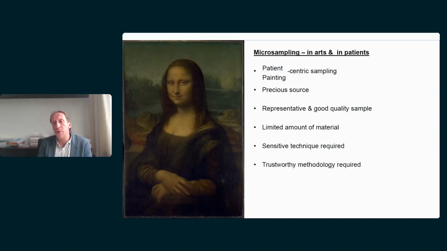And obviously, we also need a trustworthy methodology. I already referred to the fact that we need good quality samples, but equally important is the availability of a trustworthy methodology. Only when using the right sample and the right trustworthy technique, we can get to trustworthy results. This holds true for the Mona Lisa, but this is also true for dry blood microsamples, for instance. We really should be taking care of the methodology and that it's properly validated so that we are sure about the results that we are obtaining.